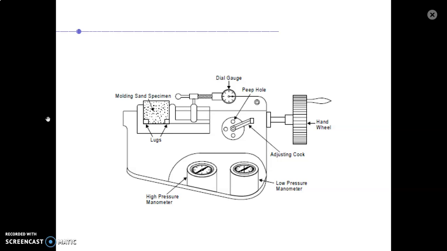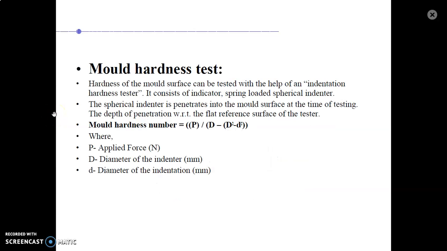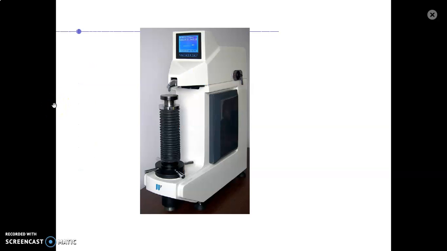Here we have another machine. Now the mold hardness test. Hardness of the mold surface can be tested with the help of the indentation hardness tester. It consists of an indicator and a spring-loaded spherical indenter. From this equation, you can calculate the hardness of the mold. Here we have one hardness tester machine. You can check the hardness of the mold before heating and after heating, and compare the results.